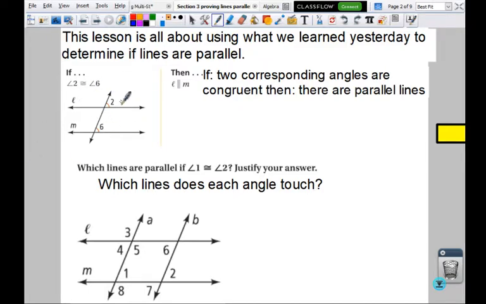So I'm looking at this shape right here. 2 and 6, they're corresponding. 2 is top right, 6 is top right. So I know L and M are parallel. I'm going to say L is parallel to M. That's my fancy cursive L right there.